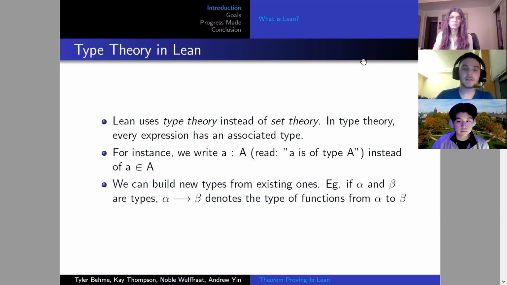Now in Lean, instead of set theory, it uses type theory, and in type theory, each expression has an associated type. So for instance, we write a : A instead of a is a member of the set A. And we can build new types from existing ones. For example, if alpha and beta are types, then we can use this to denote the type of functions, or use this to denote a new type of functions from alpha to beta.